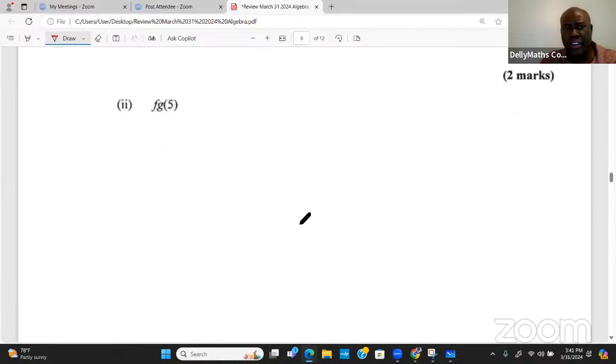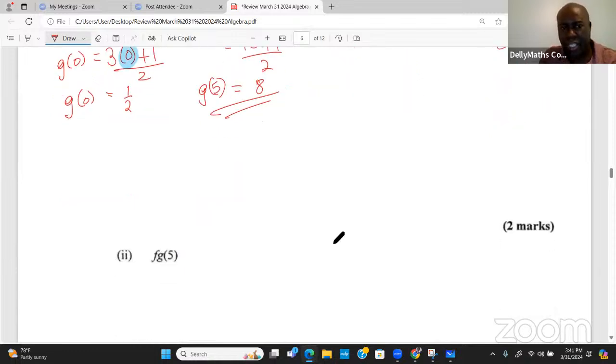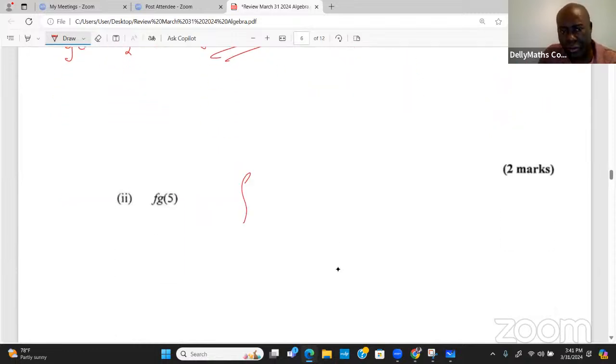Now, in this question here, we're doing a composite function. So in the composite function, we're asked to do f of g of 5. Now, luckily, I would have found g of 5 already. Let's take a look. G of 5 in the same problem was actually 8. So instead of doing this over, I'm not going to do it over because I have a value for g of 5 already. G of 5 is 8.